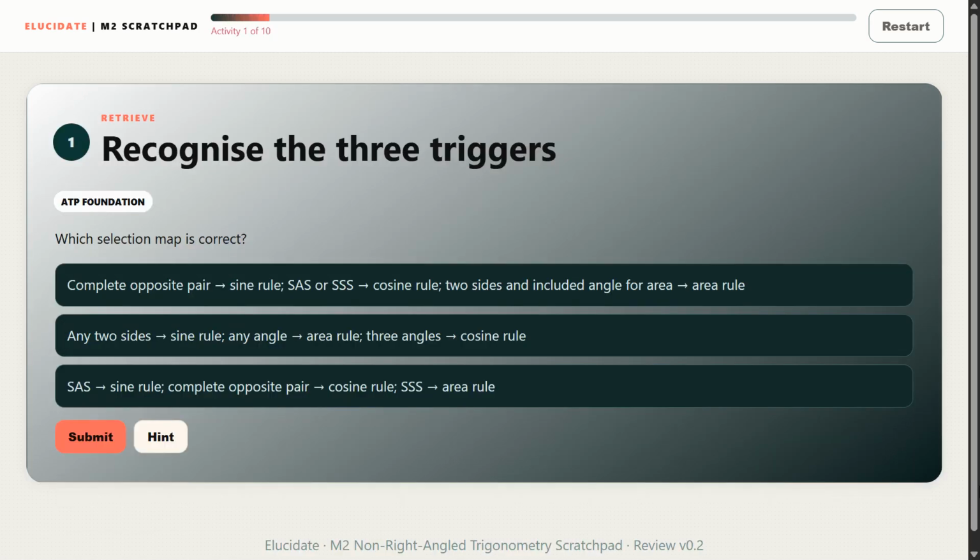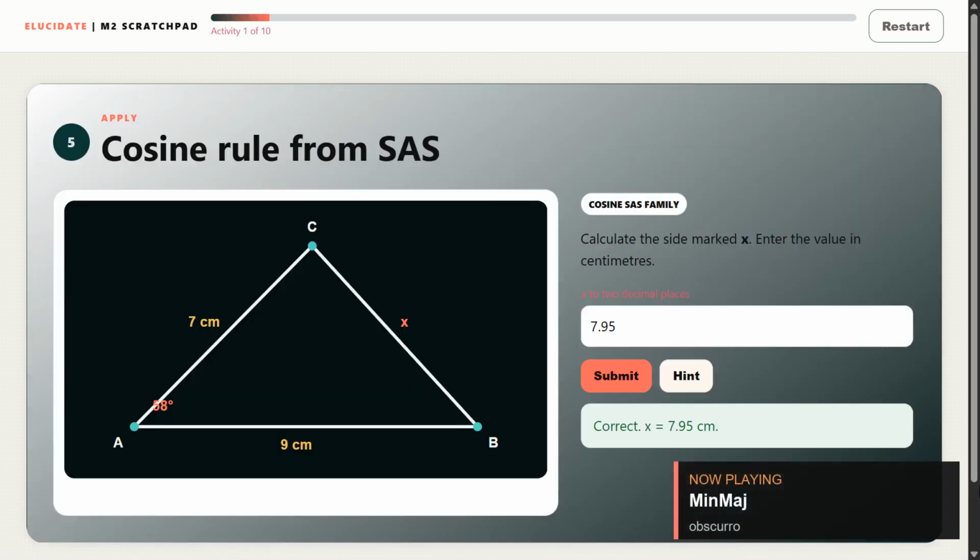In the scratch pad, two sides with their included angle means cosine rule. The question asks, two sides 7 centimeters and 9 centimeters, included angle 58 degrees. Find the side x. The answer is x equals 7.95 centimeters.